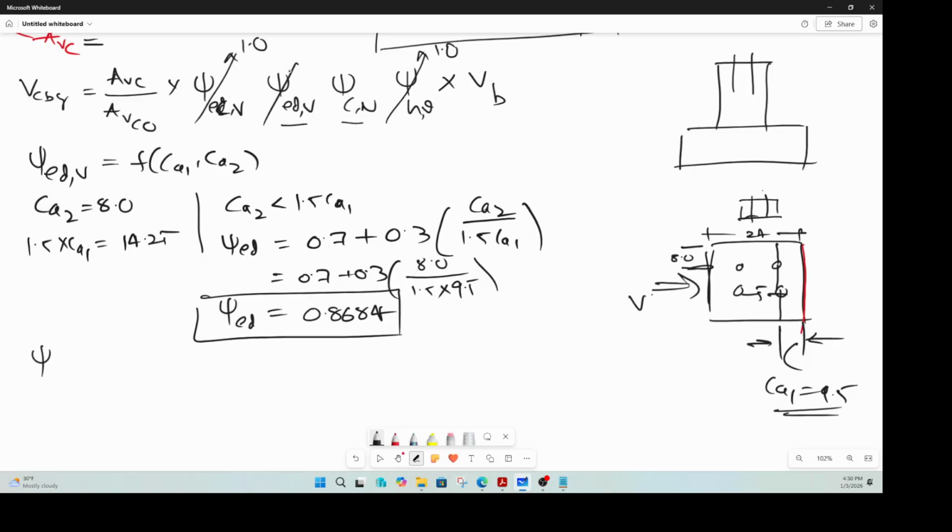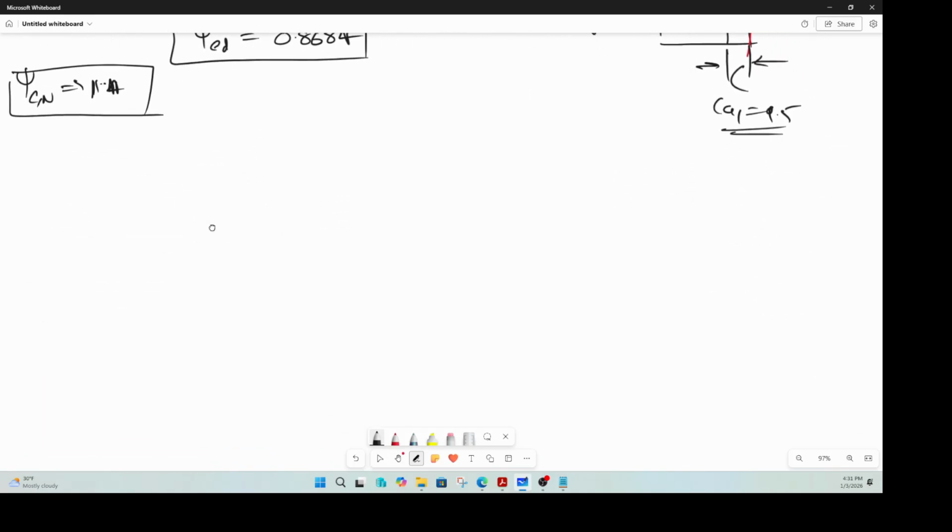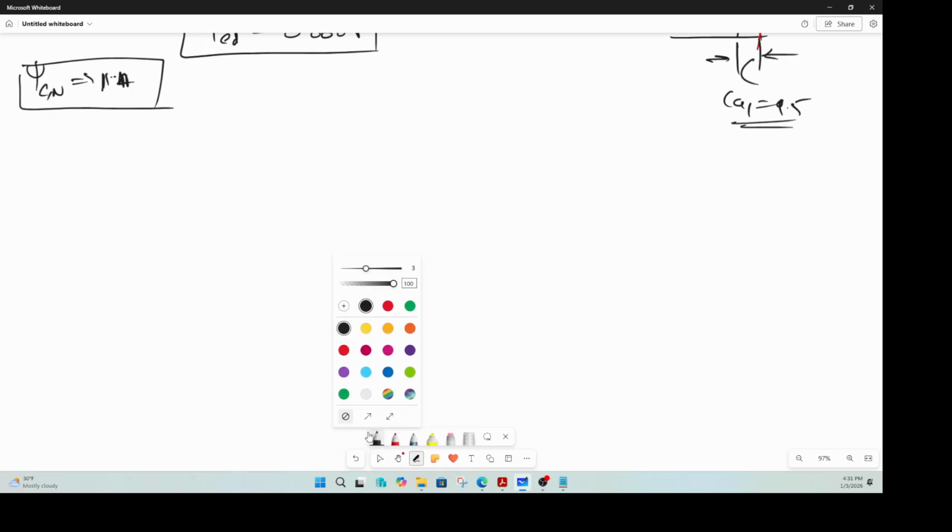Now, we got this one as 0.8684. Psi C,N, we found out that this value is 1.4 because we are in an uncracked condition. Remember, VB is calculated assuming that the anchor is in cracked concrete. Because we are not in that scenario, we can amplify it by a certain value, and that is 40% in this case. Okay. So we calculated psi C,N. Now let's calculate what else is needed.